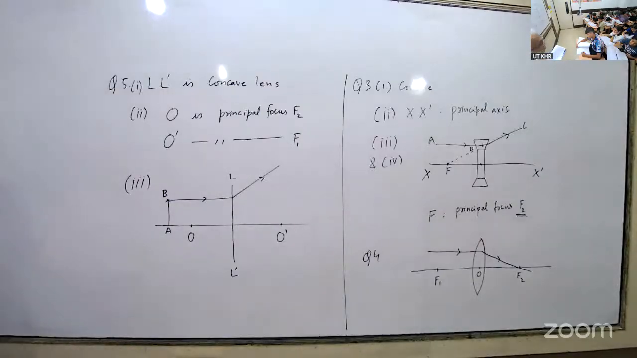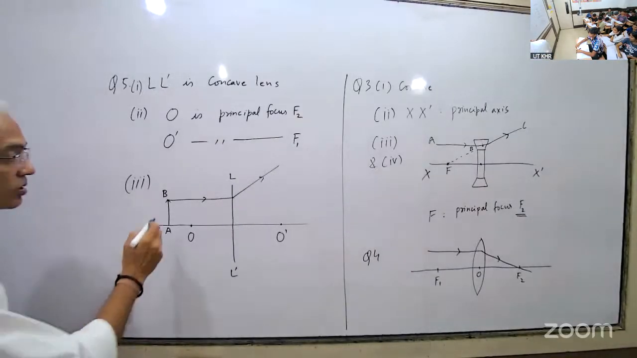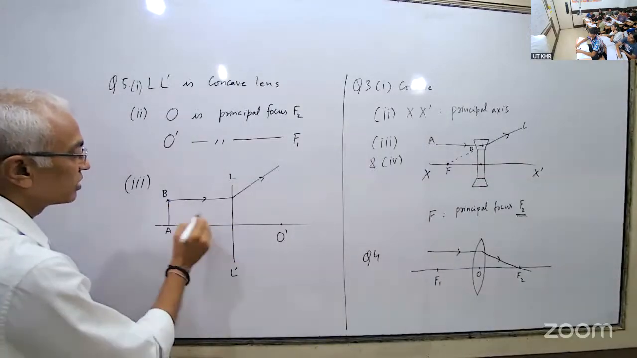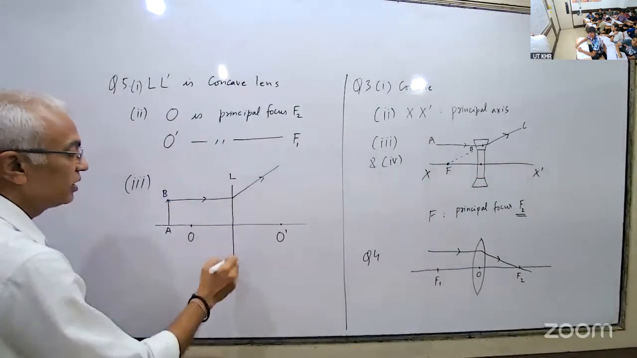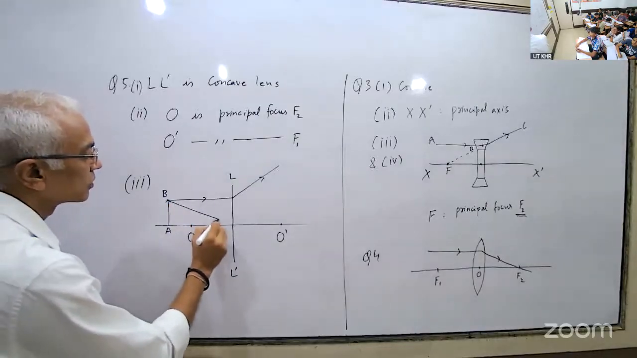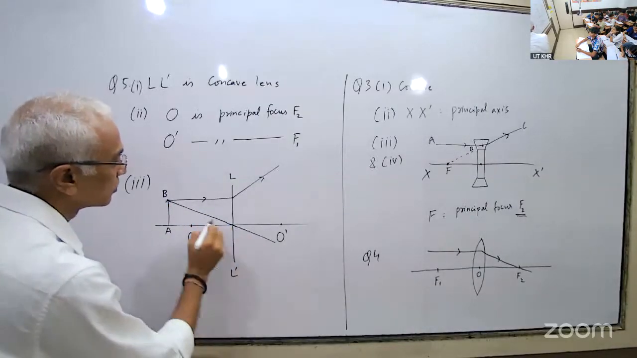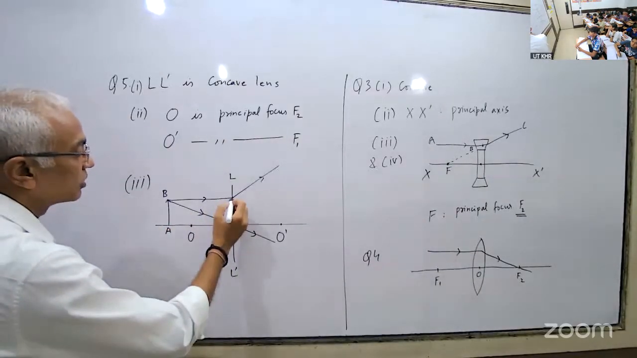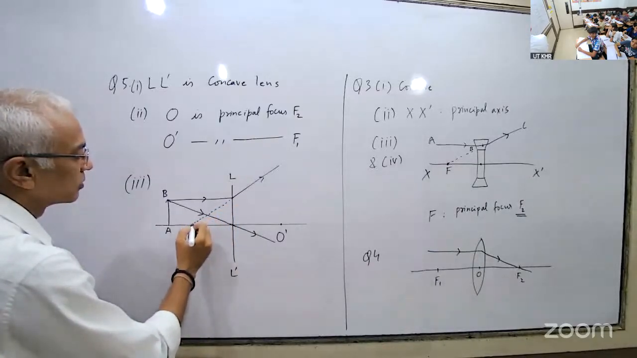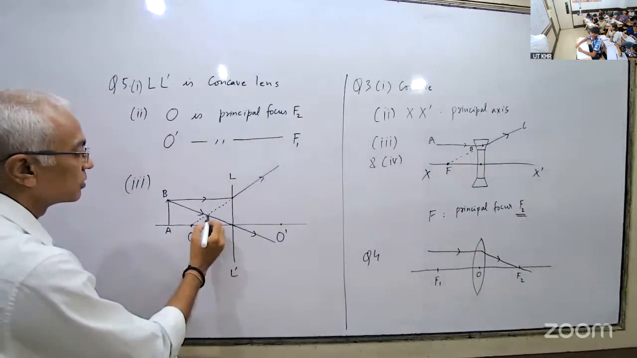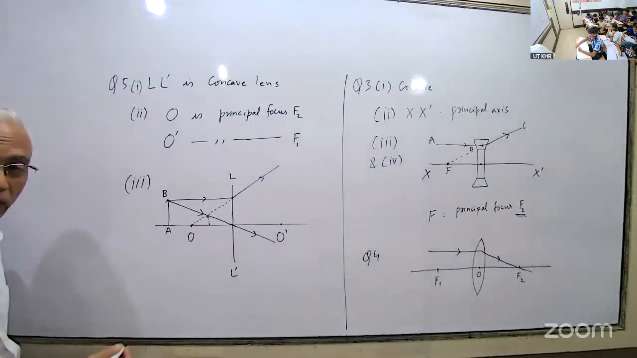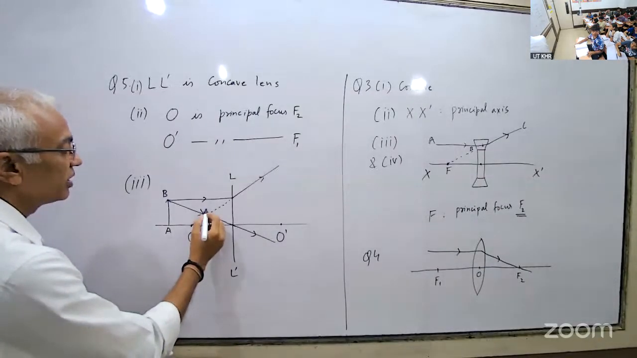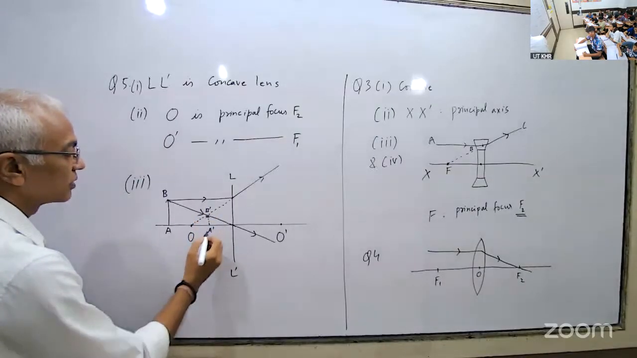How will you complete the diagram? What are the two rays required to complete the diagram? Just a ray passing through the optical center, which is the intersection of the lens with the principal axis. And where will the image form? Extended backward. So this is the image. So you have done this, right? So this is B dash, A dash.